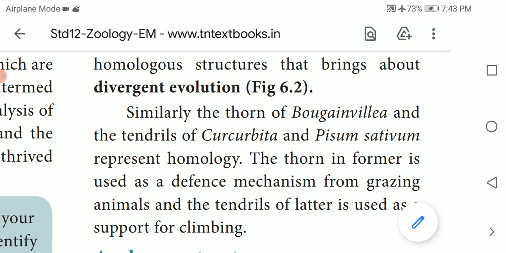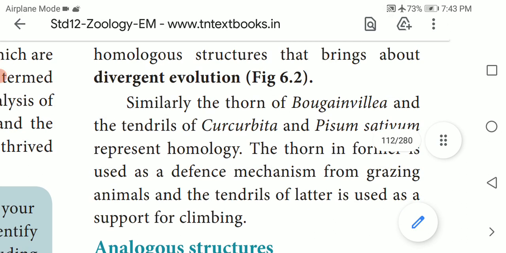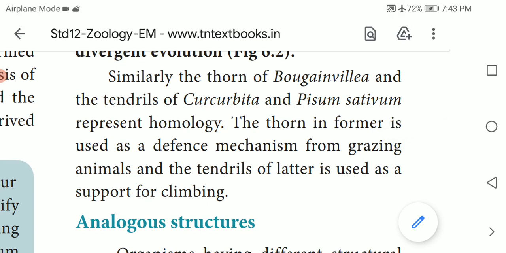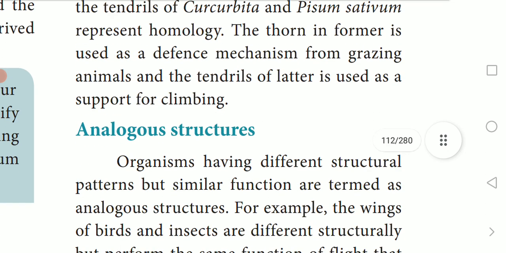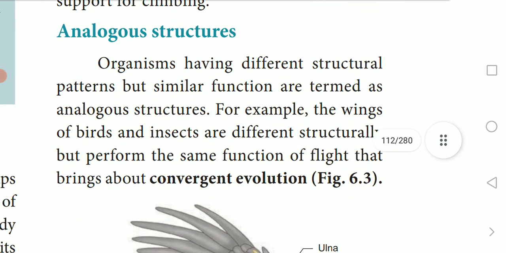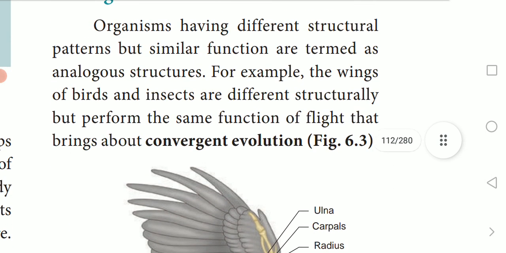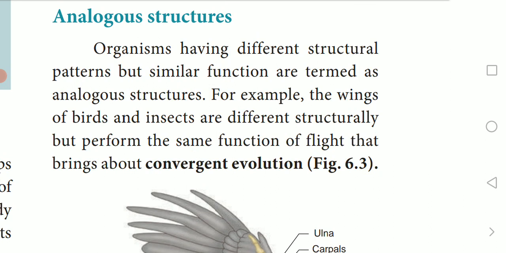Similarly, in plants, the thorn of bougainvillea and the tendrils of Cucurbita and Pisum sativum represent homology. The thorn in bougainvillea is used as a defense mechanism against grazing animals, and the tendril of the pea is used as support for climbing.